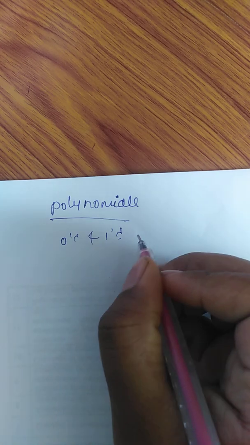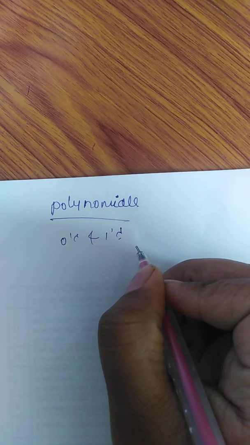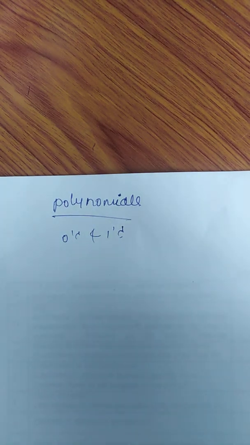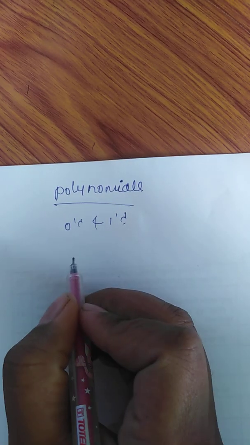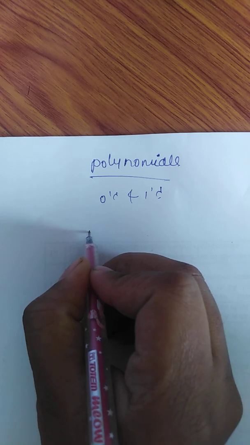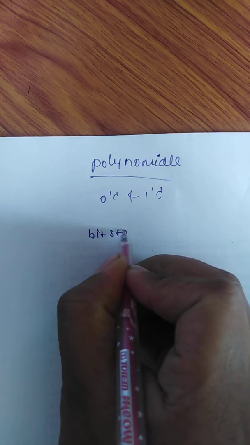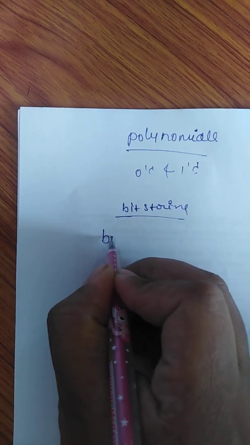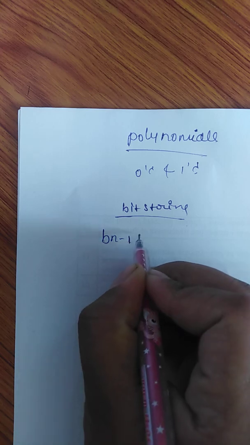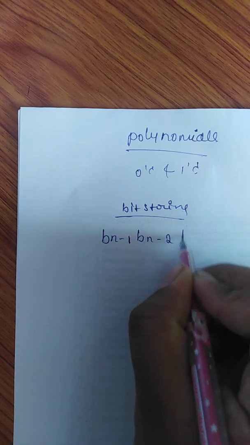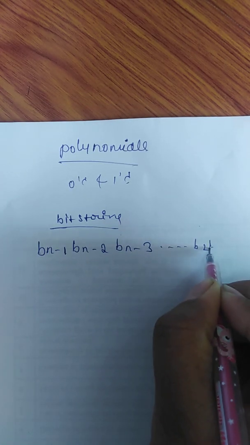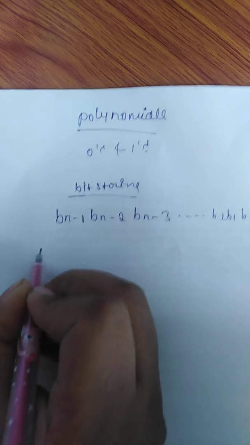Ones with the coefficient of zeros and ones. The power of each term shows the position of the bit. The coefficient shows the value of the bit. How can we represent a bit string? This is the formula: b n-1, b n-2, b n-3, up to b2, b1, b0. What is a polynomial?